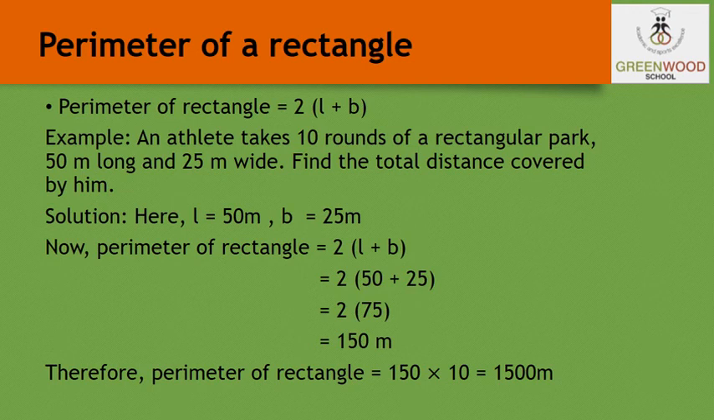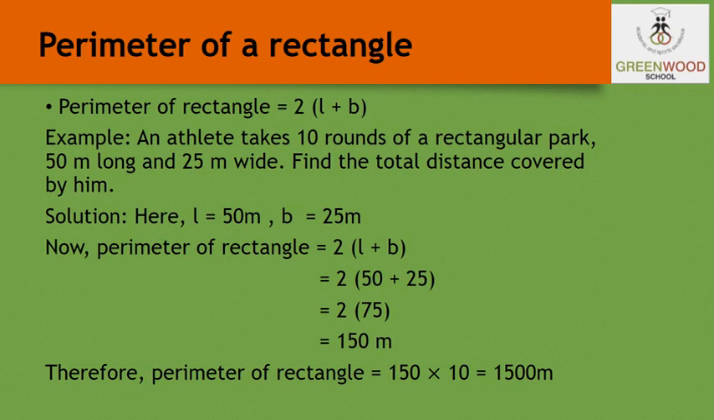An athlete takes 10 rounds of rectangular park, which is 50-meter long and 25-meter wide. Find the total distance covered by him. Here we are supposed to find the total distance covered by him. Here length of the rectangle is given as 50 meter and breadth is given as 25 meter. If we want to find the distance covered, then we'll find the perimeter of the rectangle using the formula 2 into L plus B, where L is 50 and B is 25. On solving this, we get perimeter of rectangle equal to 150 meter.